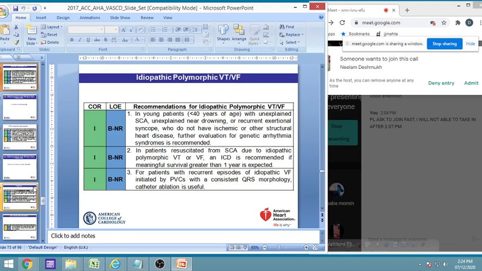In a young patient less than 40 years old with unexplained sudden cardiac arrest, unexplained near drowning, or recurrent exertional syncope, who does not have ischemic or other structural heart disease, the chances of a genetic arrhythmia are to be checked. They can be evaluated genetically for any genetic condition. For patients resuscitated from sudden cardiac arrest due to idiopathic polymorphic ventricular tachyarrhythmias or ventricular fibrillation, ICD is recommended.